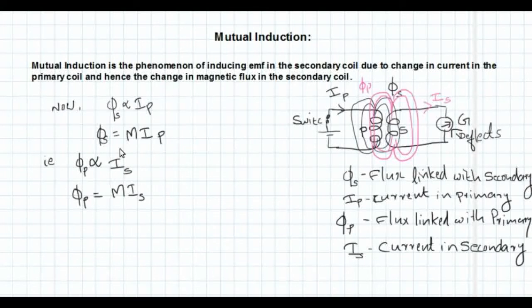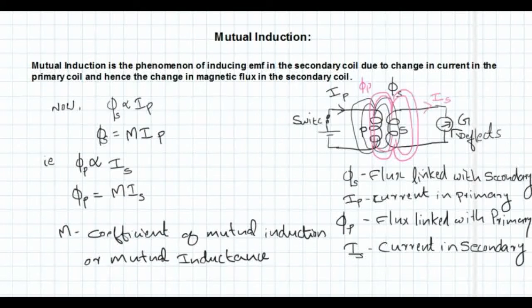Okay, so in both cases there is a constant M, and M is called the coefficient of mutual induction. It is also called mutual inductance. Coefficient of mutual induction or mutual inductance is the name of this constant M. Then we may define this M.